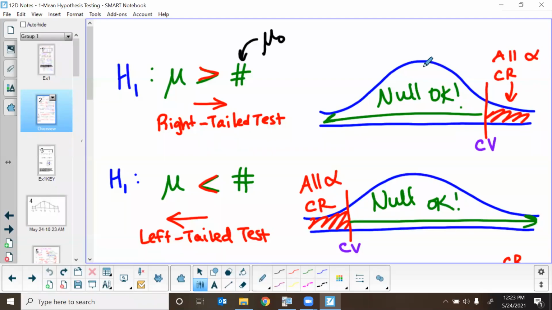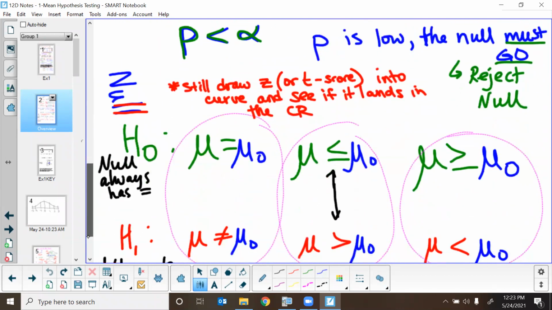So here's just a quick overview for the unit. And the first thing is that when you are doing a test, you're going to do a right-tailed, a left-tailed, or a two-tailed test. This actually is 12D. This is the third thing. Let's start down here, actually.